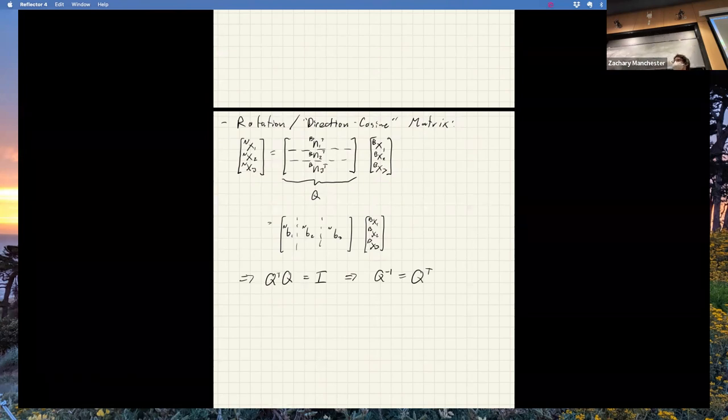This fact where the inverse of a matrix equals its transpose, this is one definition for an orthogonal matrix. The other one is that the columns or rows are all mutually orthogonal unit vectors or whatever. Okay, so that means orthogonal.